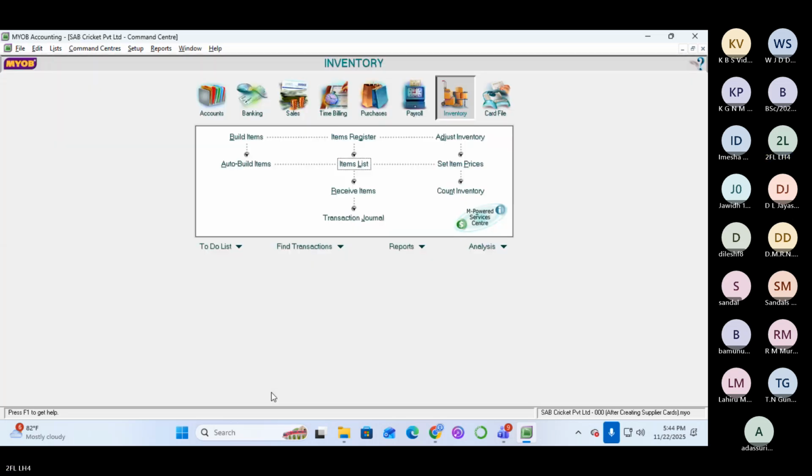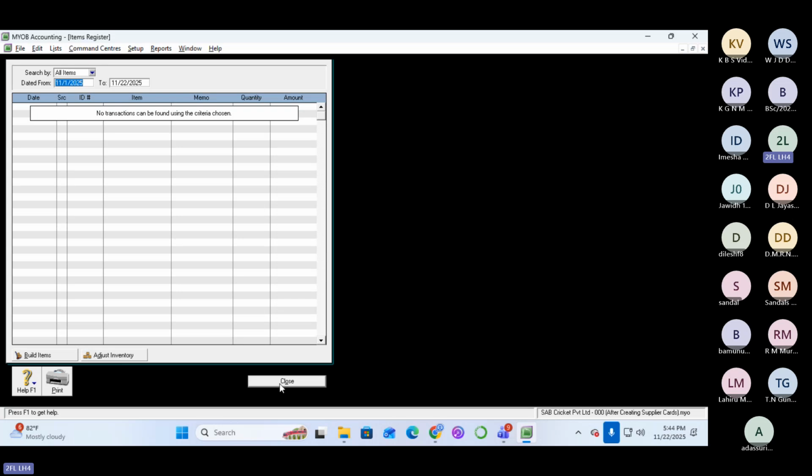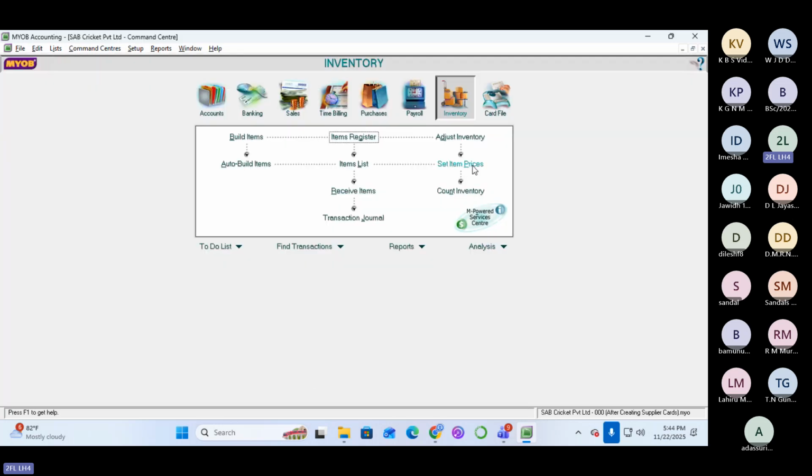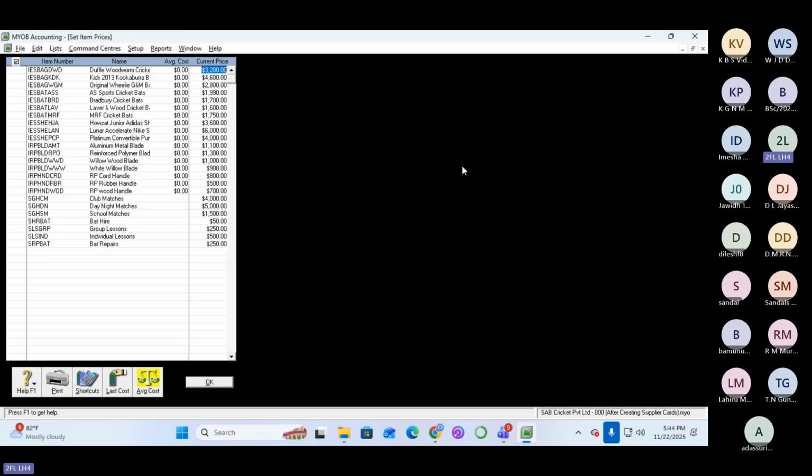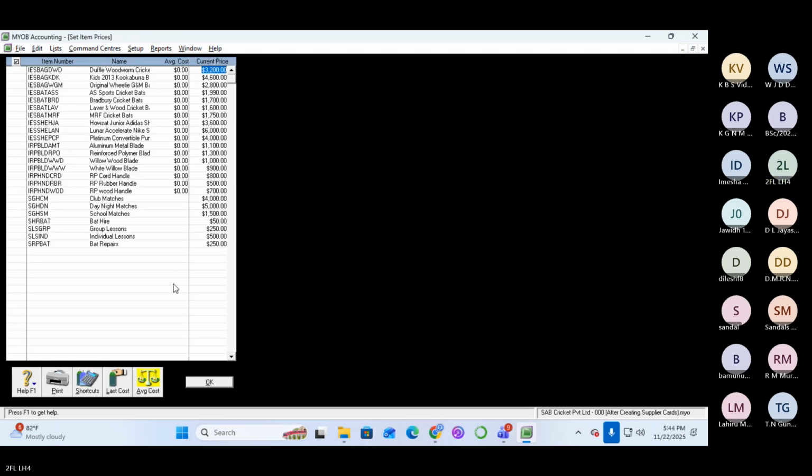Close the items list. Then, as I told you, there is the set item prices option in the inventory command center. In the set item prices option, this is very important when the organization is making a pricing decision. Usually your items list won't change after some time, but your management will decide price changes. Maybe with inflation, we are increasing all our prices by 10%.